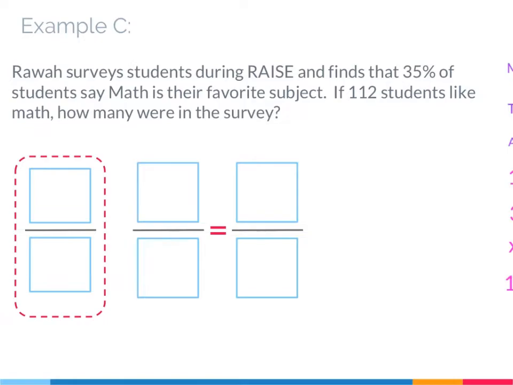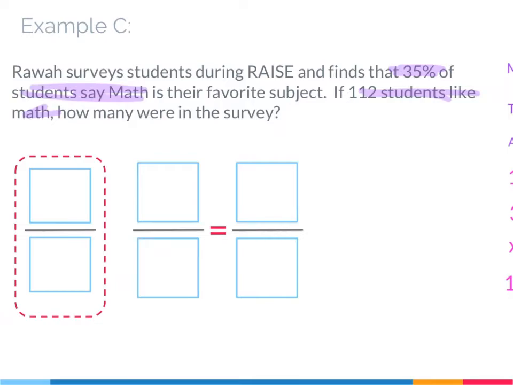So the first thing that we need to do is go through and find important information in this problem. Looking at the problem, it says Rawa surveys students during RAISE and finds that 35%, so 35% is an important number there, of students say they like math. If 112 students like math, so again, that's important information, 112 students like math, how many were in this survey? So we only picked up 2 numbers out of our problem, but we're going to have to figure out how to find a third so that we can make a proportion, because remember we need 3 numbers and then an x, and right now we only have 2.